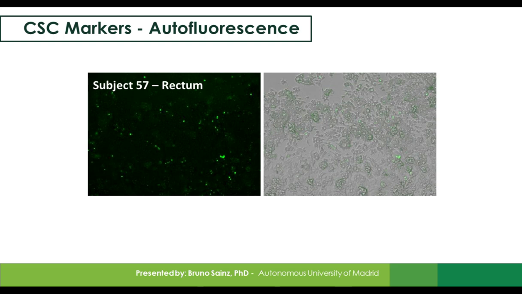Now, importantly, these cells that we've been able to identify in freshly resected tumors can also be isolated via flow cytometry and cultured in vitro, as shown here. This is subject 57, which is a rectum cancer. We were able to identify the autofluorescent cancer stem cells, isolate these cells, and put these cells in culture. And you can see we were able to establish a culture, and these cultures maintained their autofluorescent vesicles.